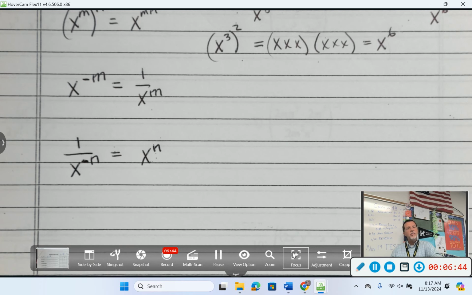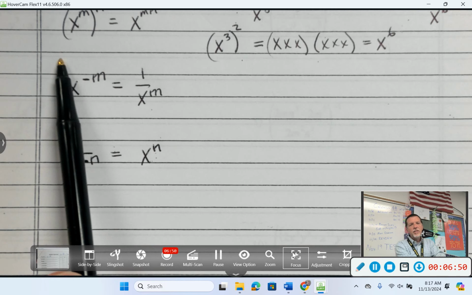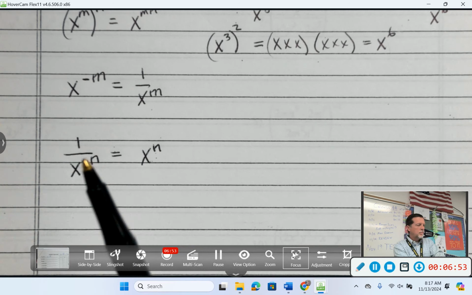Don't say it sends it to the bottom, because if it's already in the bottom, then where does it go? So it flips it to the other side of the fraction. If it's in the top, it goes to the bottom. If it's in the bottom, it goes to the top.